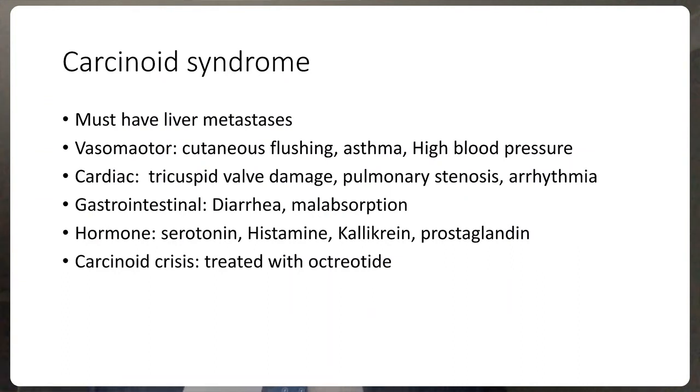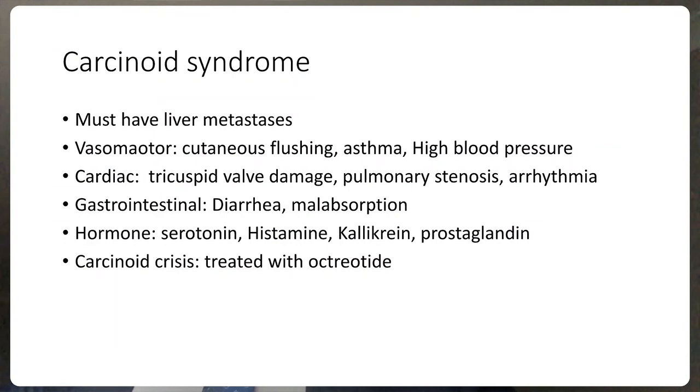Carcinoid tumors could happen in the ovaries and in the bronchus, and because in these situations the tumor will drain into the systemic circulation, not the portal circulation, you could have carcinoid syndrome without liver metastases. However, if it is originating from the pancreas or the gastrointestinal tract, you will need to have liver metastases for the patient to develop the carcinoid syndrome.